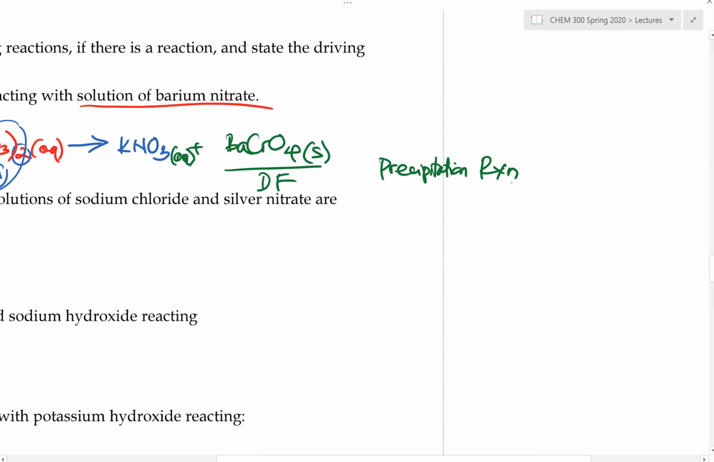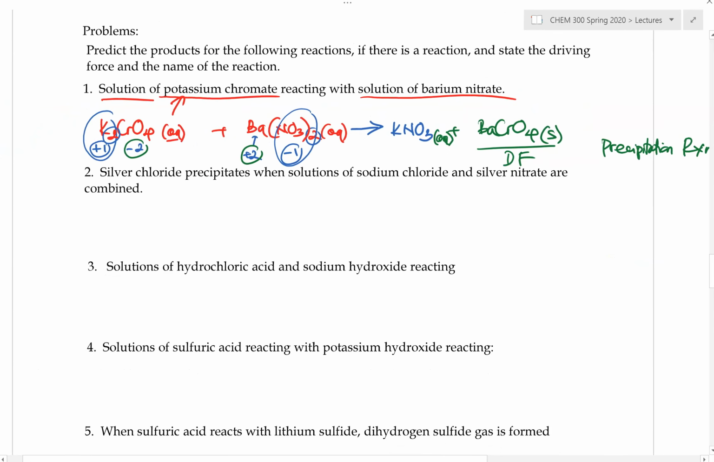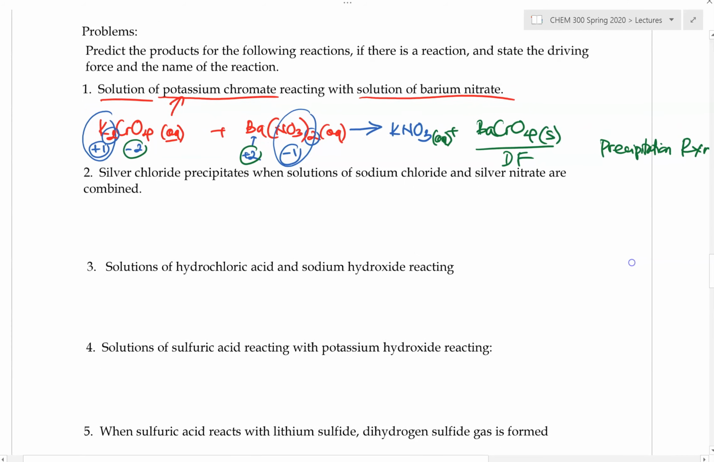RXN stands for reaction. So that would be the name of this reaction, and that would be the product. Again, this is how we write the formula of this product.